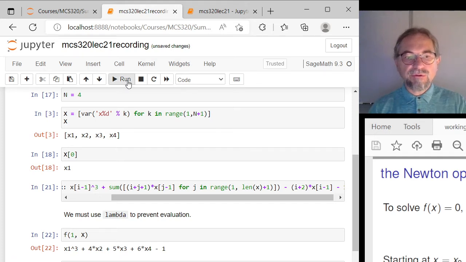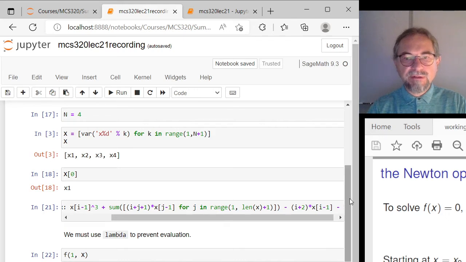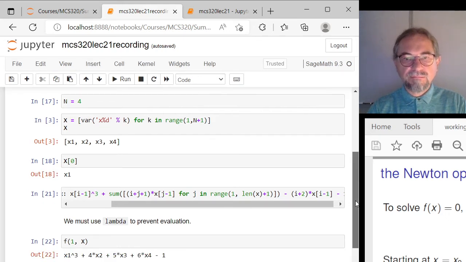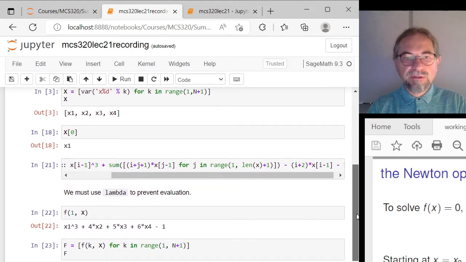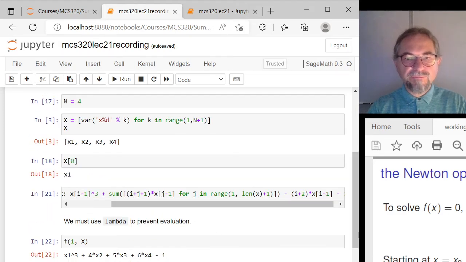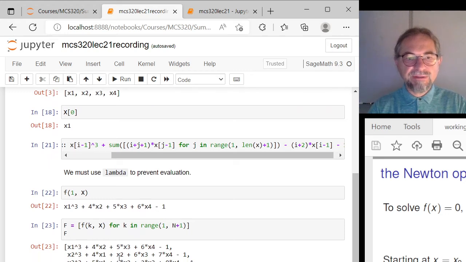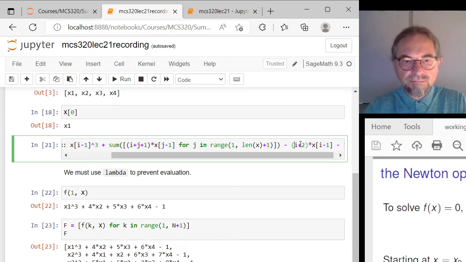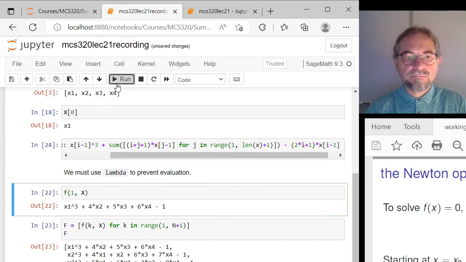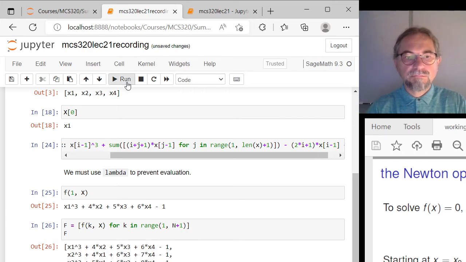Let me see if I have it correct for all i's. Nope, so you see there is still an error here. So the first one is correct, but here I have the term that should also take into account the, it is 2 times (i plus 1). And here we go.